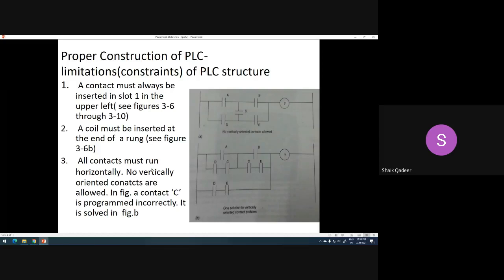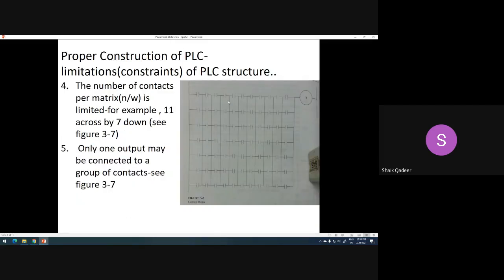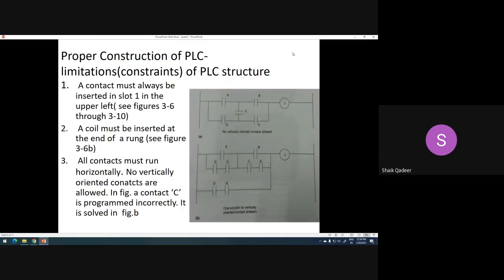All contacts must run horizontally. There must not be any vertical running of contacts. Now look here. I am taking a little time on this because it is important. This is a long answer question.